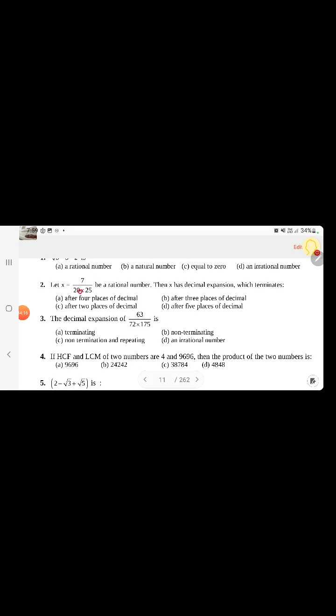Now let's solve the second one. Let x is equal to 7 by 20 into 25 be a rational number. Then x has a decimal expansion which terminates, what are the options? After 4 places of decimal, after 3 places of decimal, after 2 places of decimal, after 5 places of decimal. So, we have to check after which decimal place it is terminating. To solve this, we have to convert the denominator into 2 power n into 5 power m form. Okay, now let's do it.